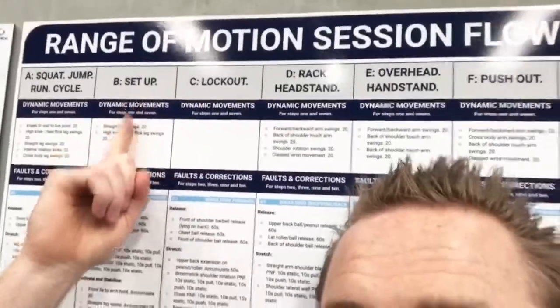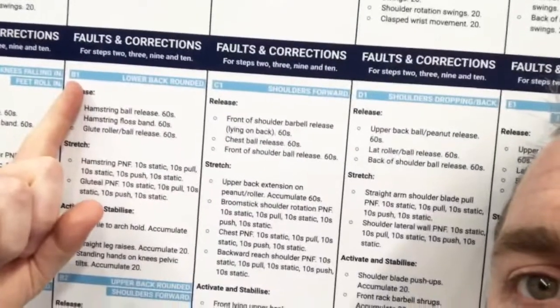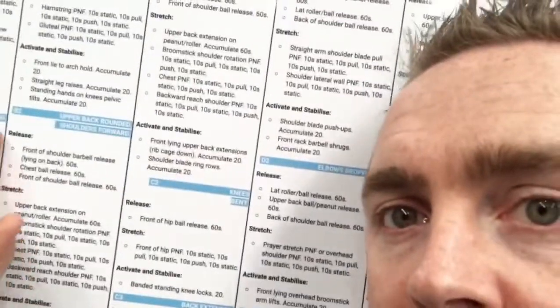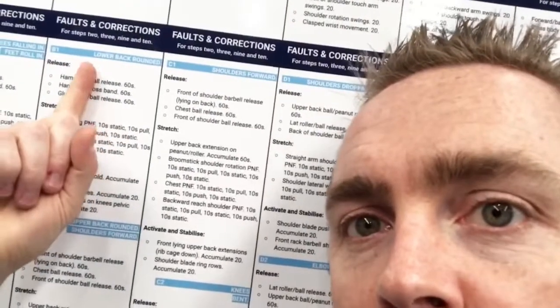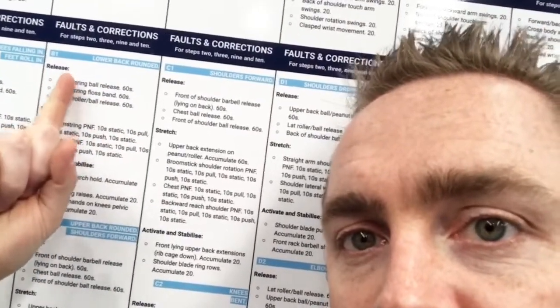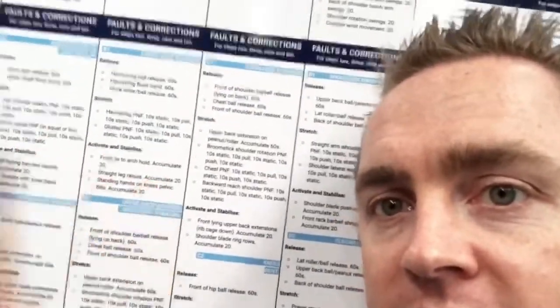So this column here, column B, corresponds to the column that you guys just saw on the card. So here's your column B, which is your setup and the main faults. You can see here, lower back rounded. This fault would be upper back rounded or shoulders forward. So we know that for lower back rounded, there is release and stretch work. We use PNF as our stretch work, and then there's activate and stabilize stuff.